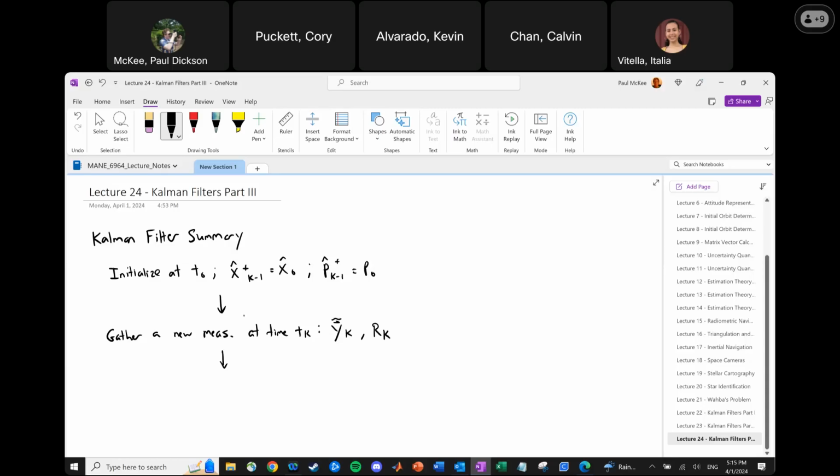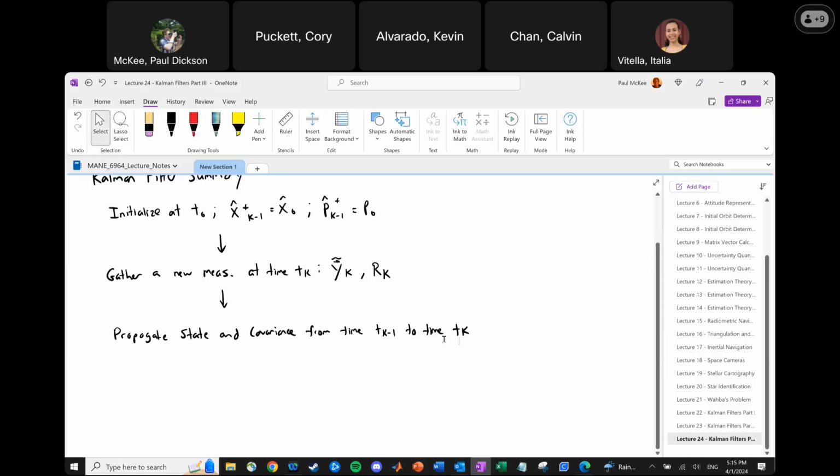The next thing that we do is propagate our state and covariance from time tk minus 1 to time tk. Okay. How do we do that? Well, there's actually two ways of doing that. So I'm going to put a little divider up. And so one possibility is we start by coming up with the state transition matrix.